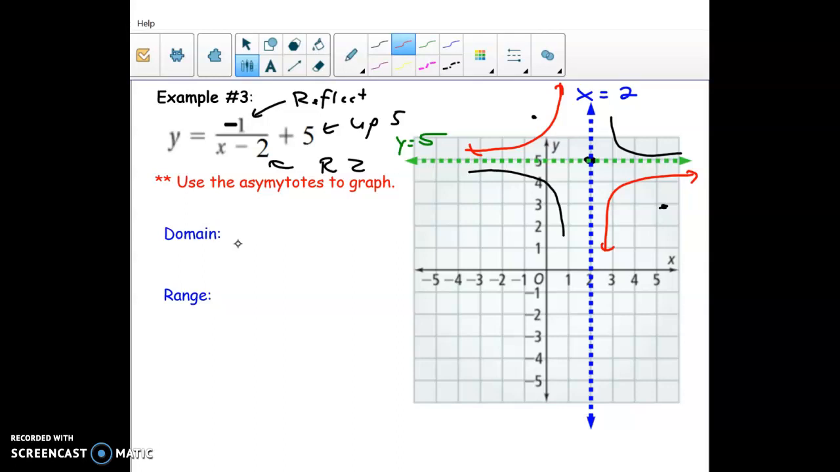Okay, so domain and range. Again, if you haven't already tried them, pause the video. Domain is all real numbers except for 2. Range is going to be all real numbers except for 5. And again, I'm looking at my asymptotes.